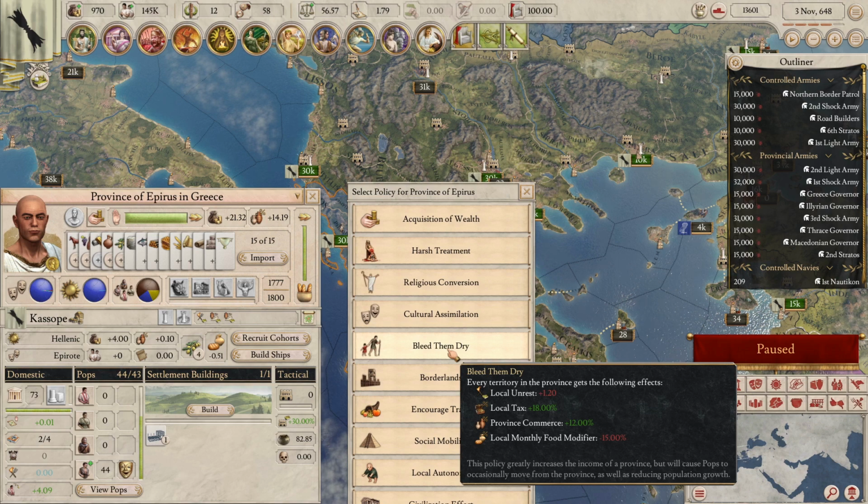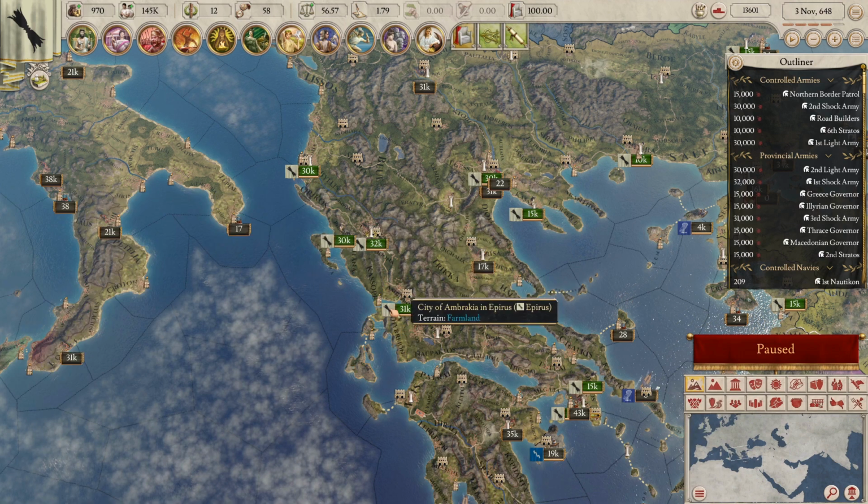The bleed them dry policy basically means squeeze the province out of everything that it has. It increases local tax and commerce income significantly. However, unrest goes through the roof and the province produces less food. Unrest is the measure of how happy or how unhappy pops are in a territory. Unhappy pops contribute to unrest. The more unrest you have, the more likely there is to be a revolt.